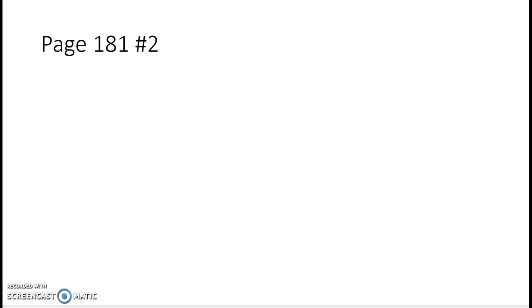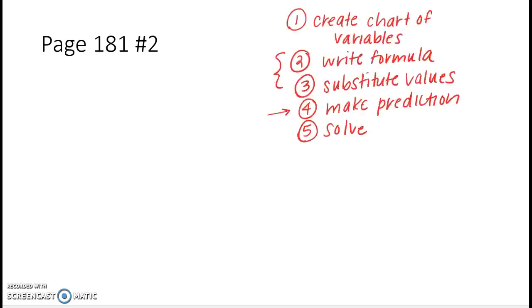You should be getting the hang of this by this point, so go ahead and solve this exactly the same way. Remember, your steps are: you're going to create your chart, write a formula, substitute values, make predictions, and then solve. This making predictions part, you can do up here if you want to, once you see your values, but just do it before you solve. That way you'll be able to check to see if that number makes sense.